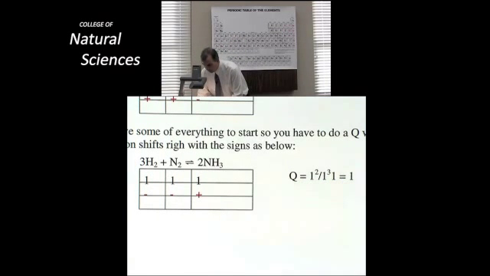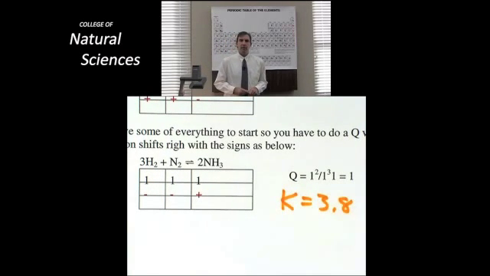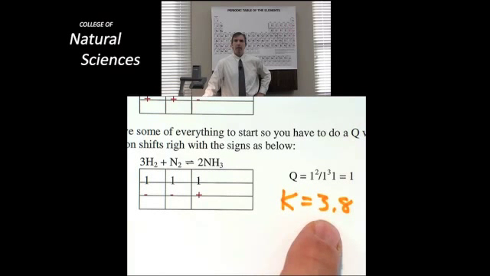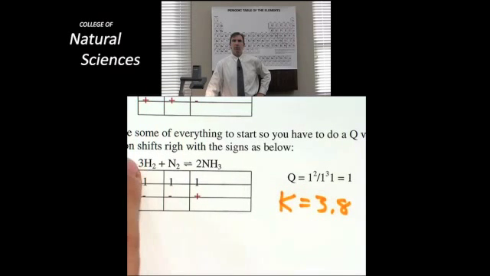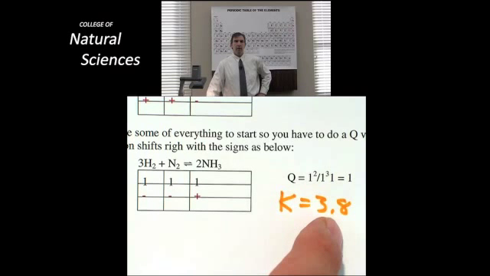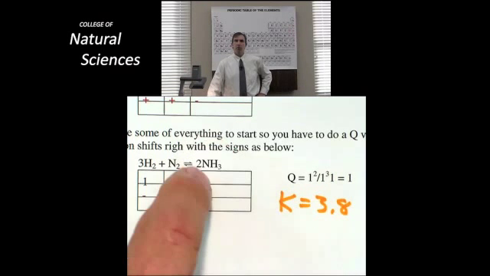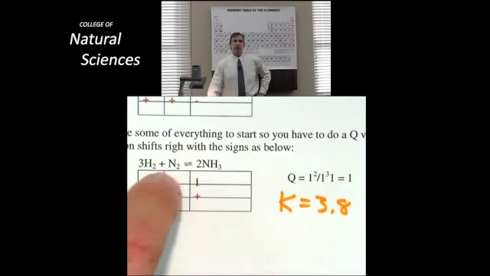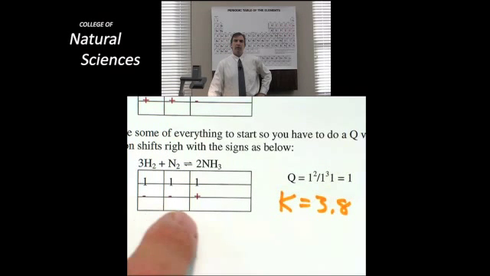And if you remember, K is equal to 3.8. So in this particular case, Q is less than K. 1 is less than 3.8, which means that this reaction has to shift to the right so that Q can become more and more like K. That can only happen if the amount of ammonia gets larger and the amount of the hydrogen and the nitrogen gets smaller. So I have minus signs for the stuff on the left and a positive sign for the stuff on the right.